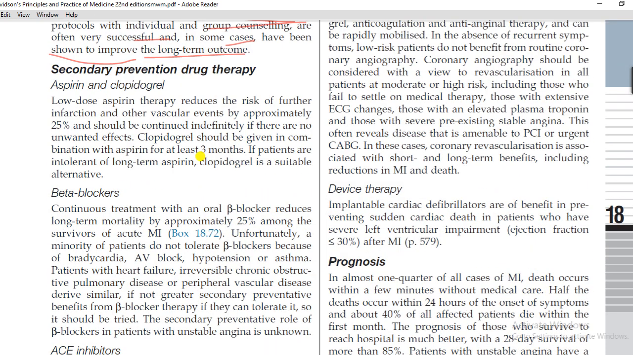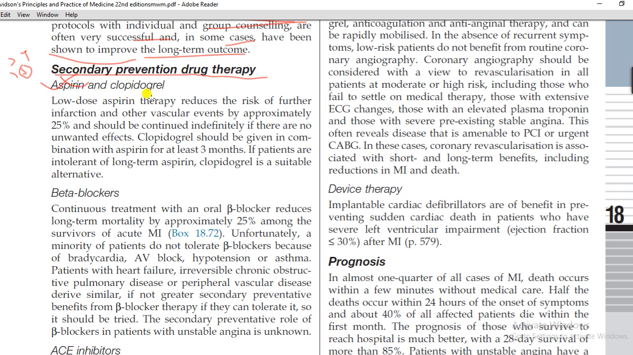Secondary prevention therapy after the disease. So the patient comes to hospital, gets treated, and returns home. After that, treatment is given. That treatment is called secondary prevention drug therapy.